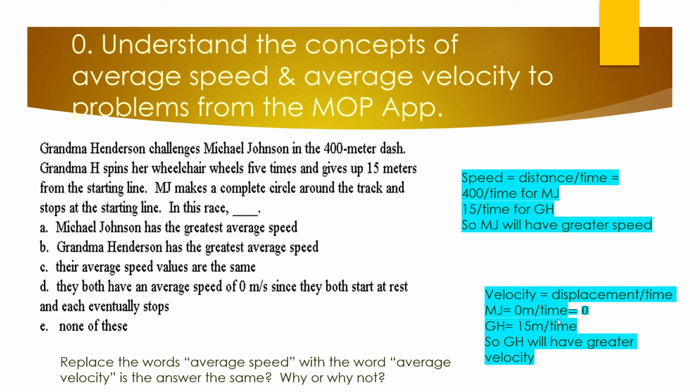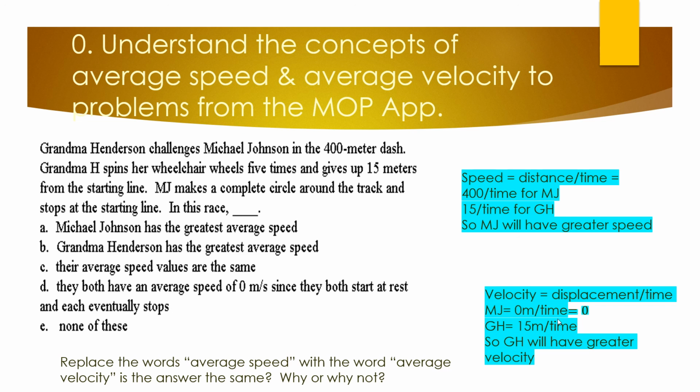And one more bonus question. 0, understand the concepts of average speed and average velocity to problems from the MOP app. Back to the Grandma Henderson and Michael Johnson problem. So for average speed, we're caring about distance over time. So MJ has 400 meters divided by some time, and Grandma Henderson has 15 divided by that same amount of time. So MJ is actually going to have the greater speed.